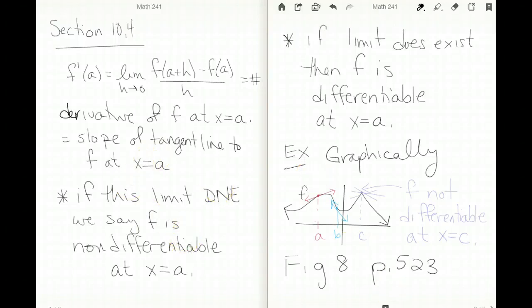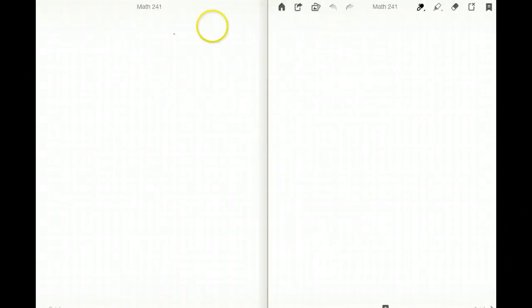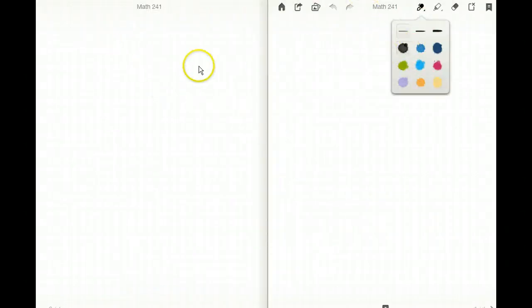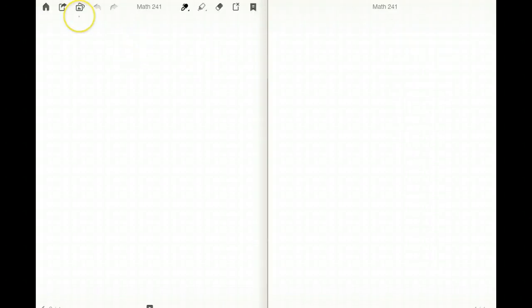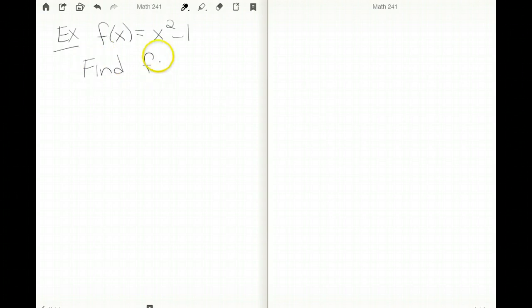Okay, so let's finish this short video up with doing one example of using the 4-step process to find an actual derivative itself. I know we did one quickly together, but let's do another one together. So let's try the function f of x equals x squared minus 1, and we want to figure out f prime. Or actually, let's be more specific. Let's find f prime at 3.